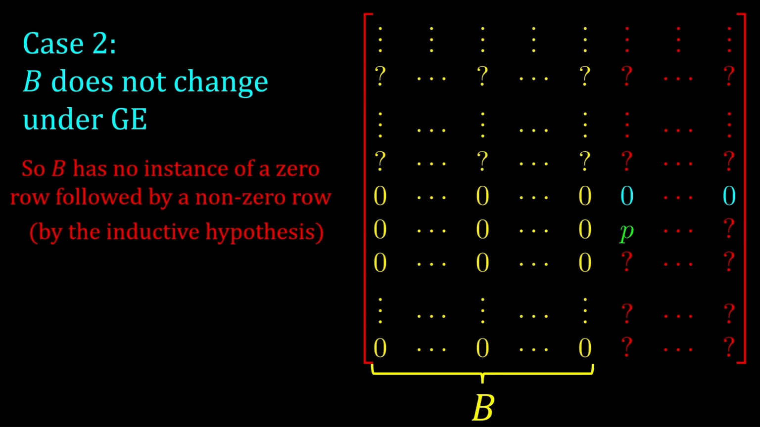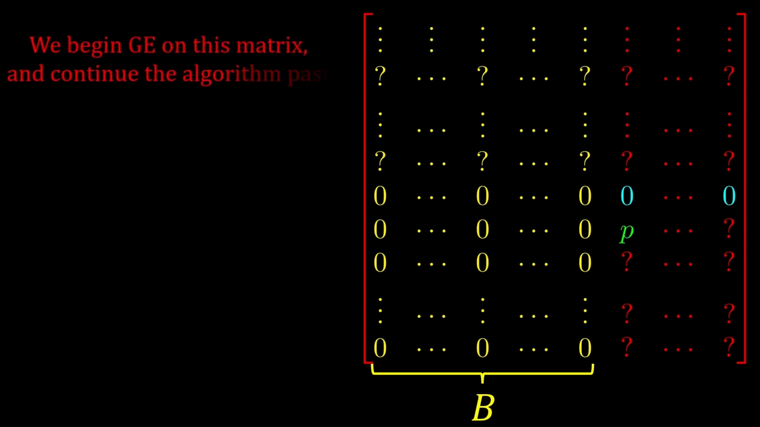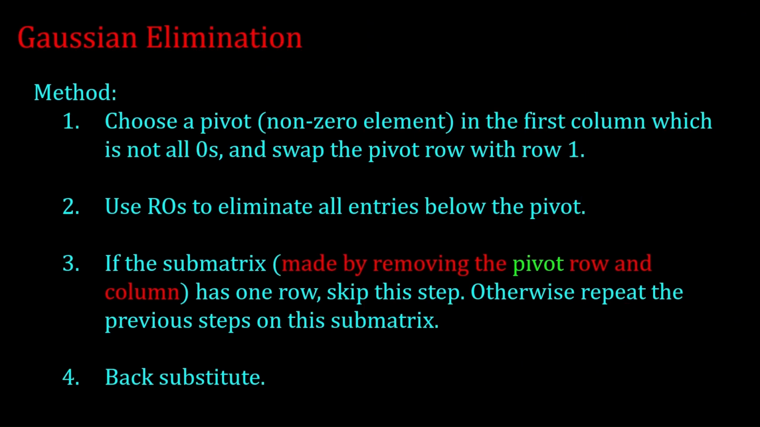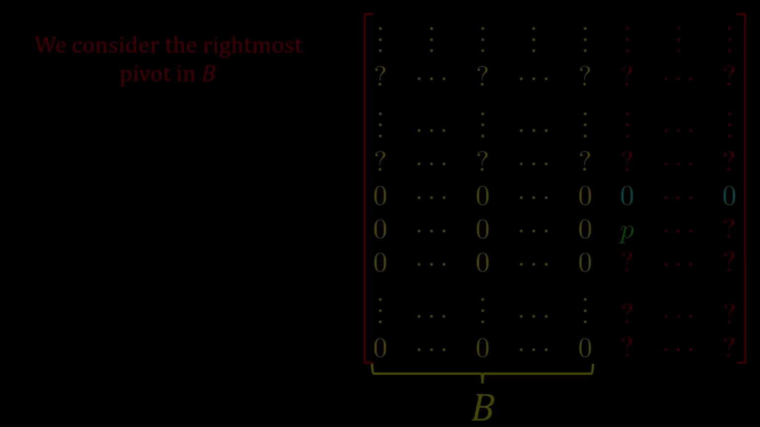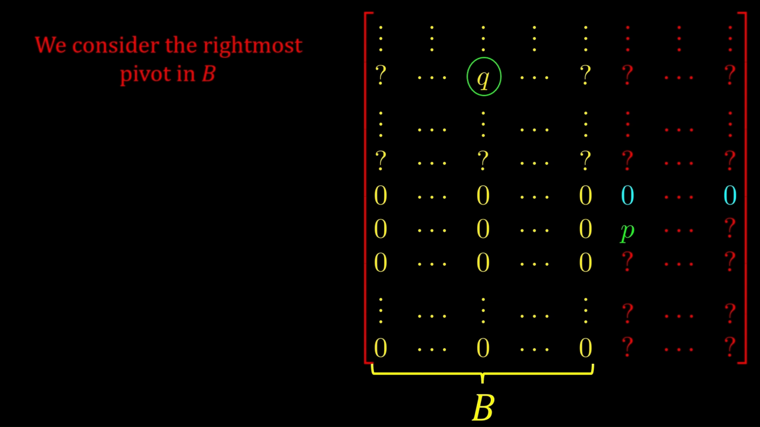Okay, now what? Well, we need to do Gaussian elimination on this matrix and prove that there's going to be a change. So how do you continue the algorithm? Well, if you go back, step 3 involves repeating on a submatrix. So we really need to think, where is the rightmost pivot in B? And once we get that, we can repeat the algorithm by looking at the submatrix to the bottom right of that pivot. So we'll suppose it's here. Now, because it's a pivot, it's the first non-zero entry of that row. So that means everything to the left is 0.